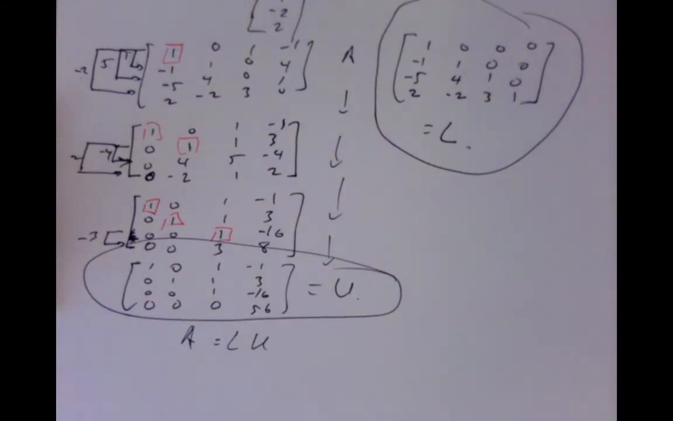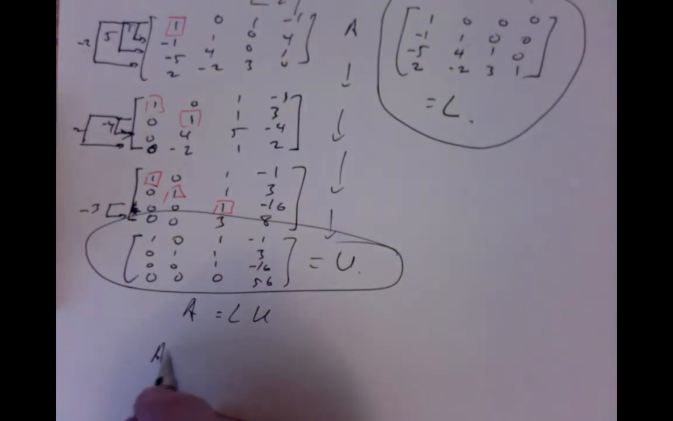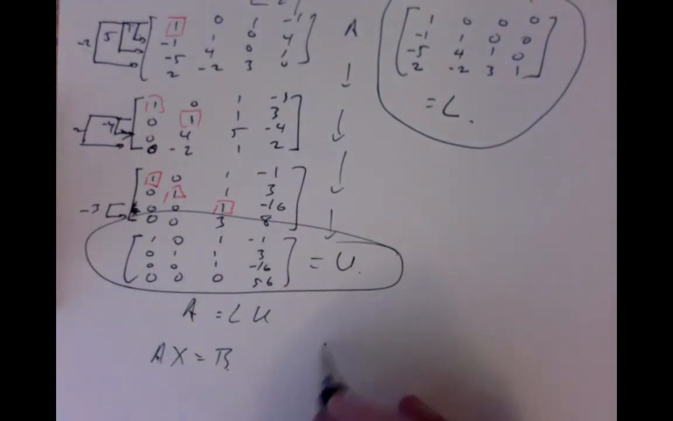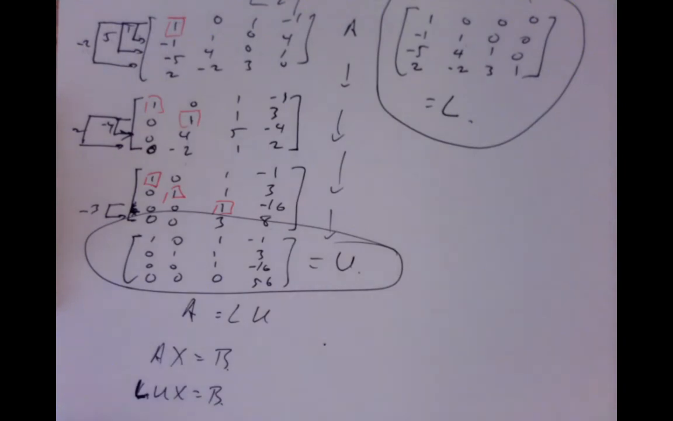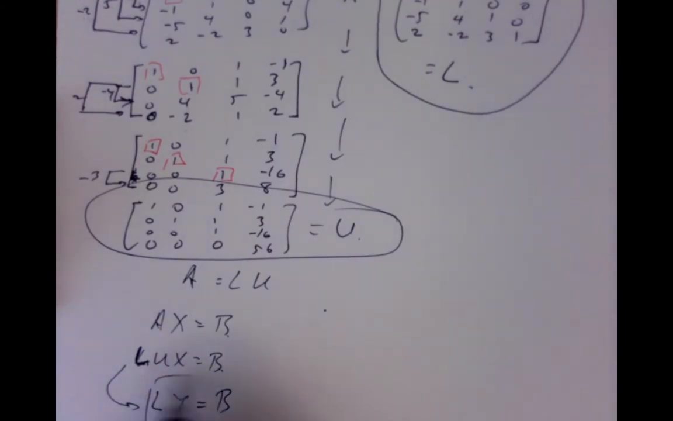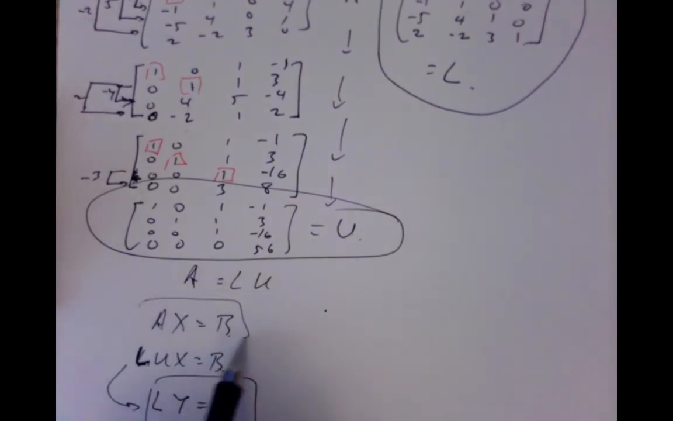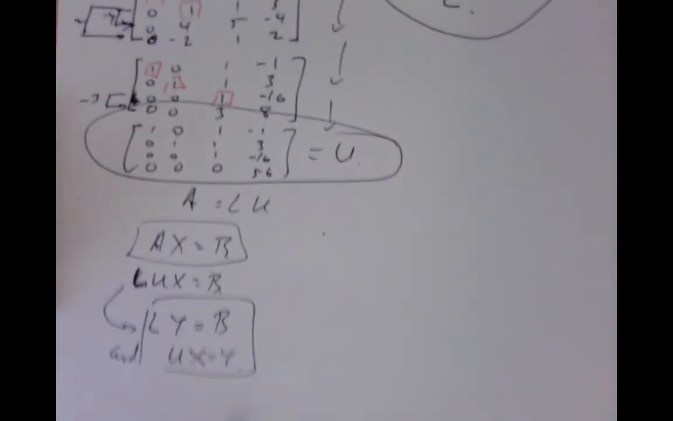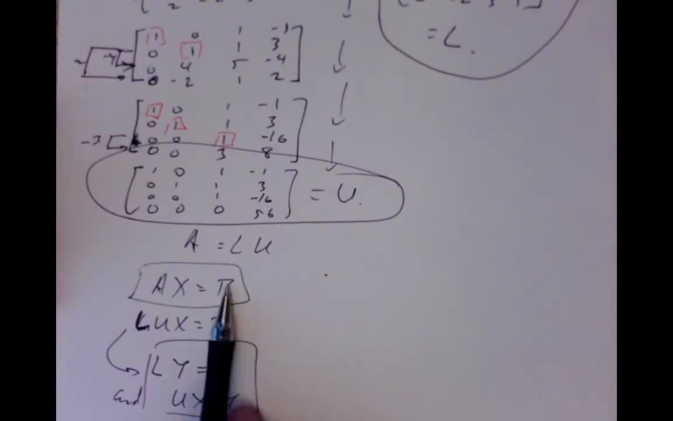So why is this so useful? What's the point of it? We wanted to solve AX equals B, but we know that A is LU, so we get LUX is B. And so what we want to do then is to first solve one system and then solve the other. So we're going to write that as two systems, LY equals B, and Y is going to be UX, and so UX equals Y. So if I write this one system as these two systems, that may seem like a bad idea.